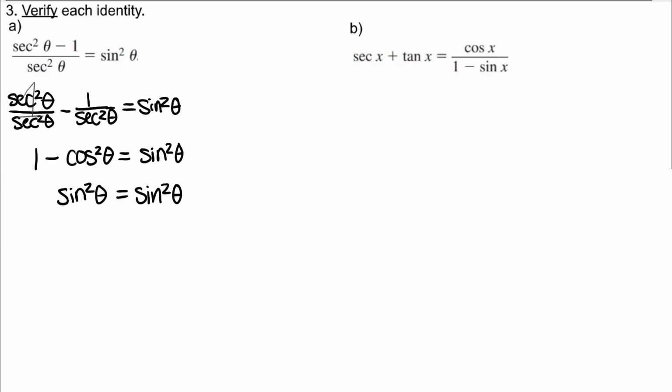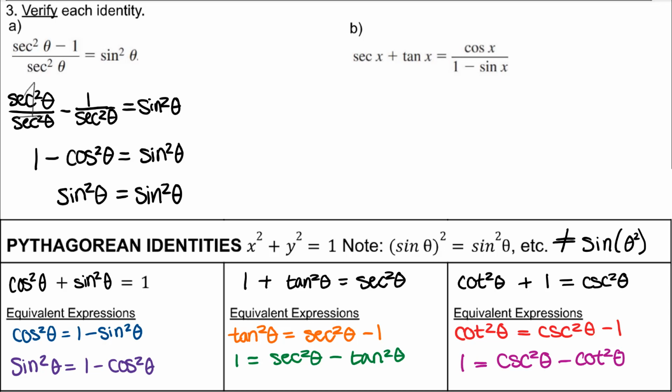For part B, secant x plus tan x equals cosine x over 1 minus sine x. To me, the right side looks slightly more, quote, complicated just because it's a fraction, but there doesn't seem like anything we can do with it, right? Because we have two terms in the denominator, so I can't do any dividing.